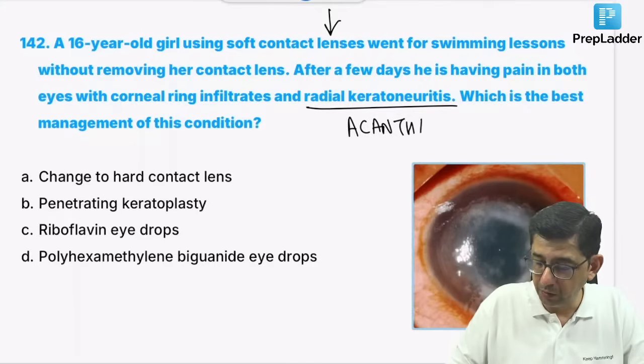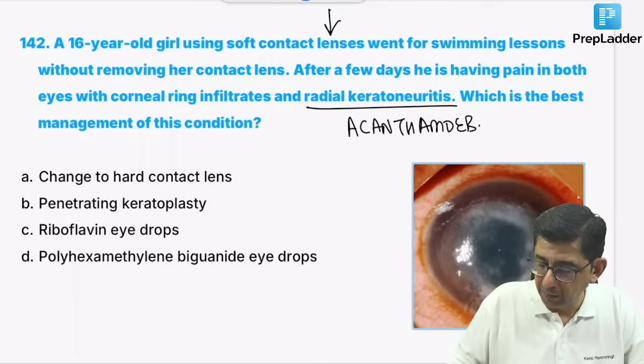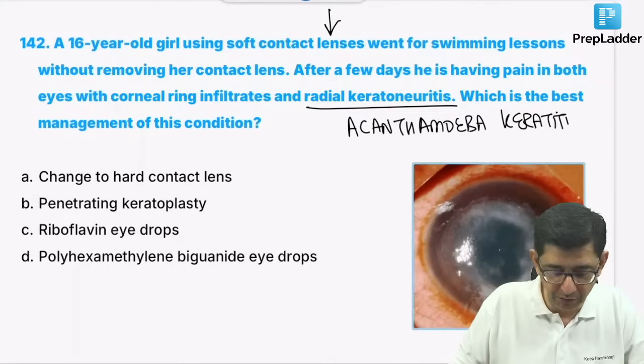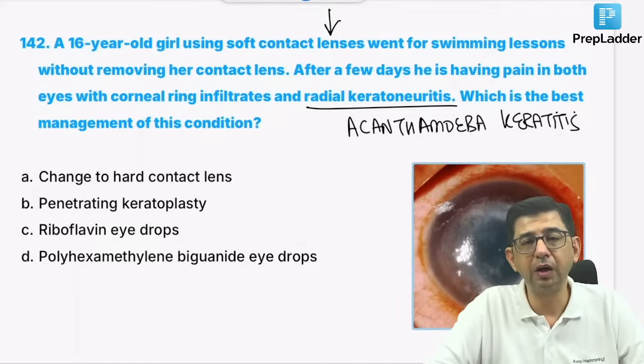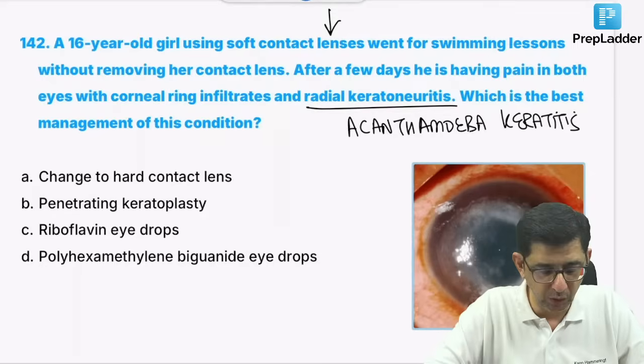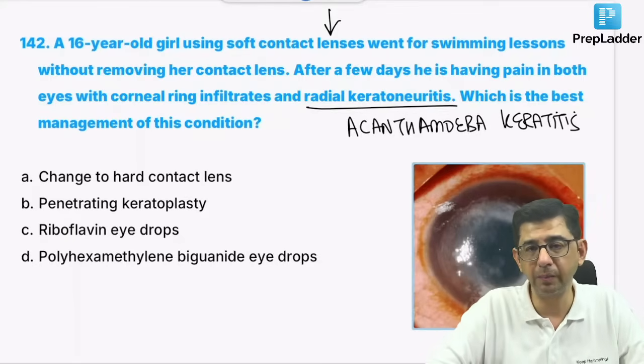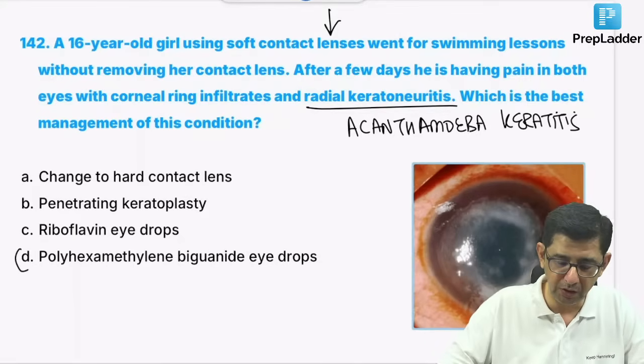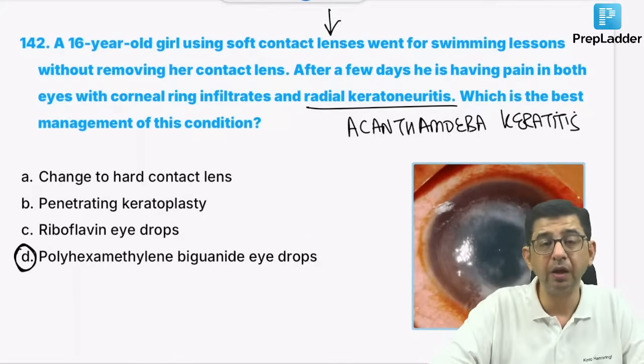Yes, he's asking about acanthamoeba keratitis, and what is the best management of this particular case. We might have to do penetrating keratoplasty if the medical treatment fails. But initially, like in any case, we'll do a medical treatment. So polyhexamethylene biguanide eye drops are used for management of this patient. The correct answer for this patient would be option number D.